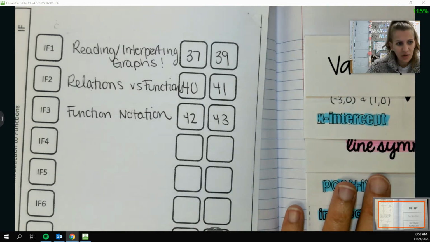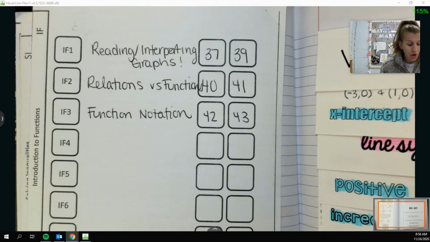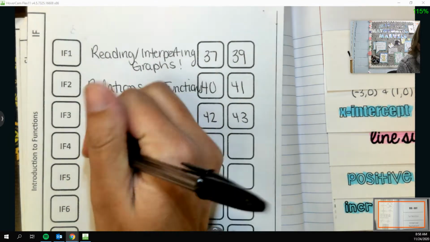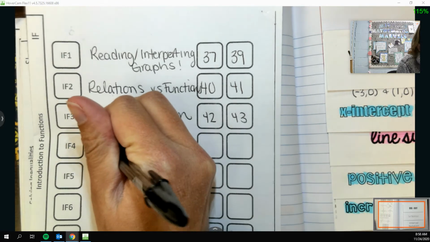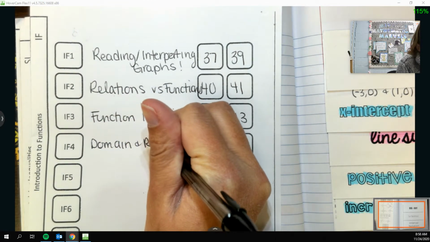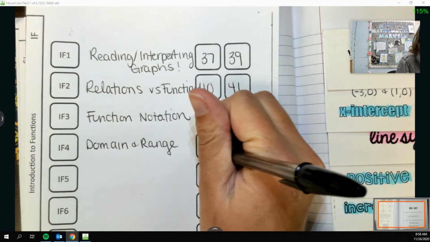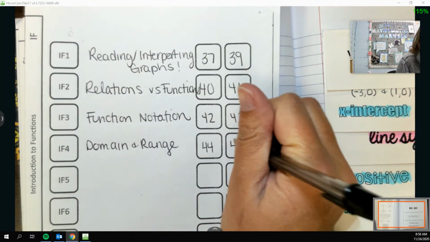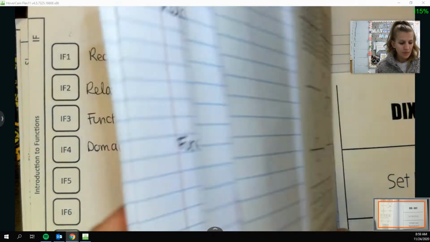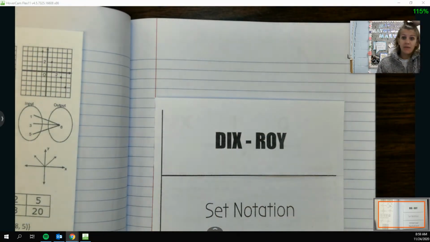All right, guys, we are going to talk today about domain and range. So on our table of contents, we're going to call this domain and range. We're going to do this on pages 44 and 45. If we turn to page 44, 45, I actually want to start on 45 and write out a couple of definitions for you.